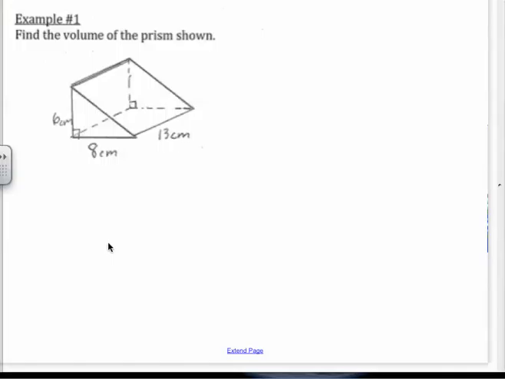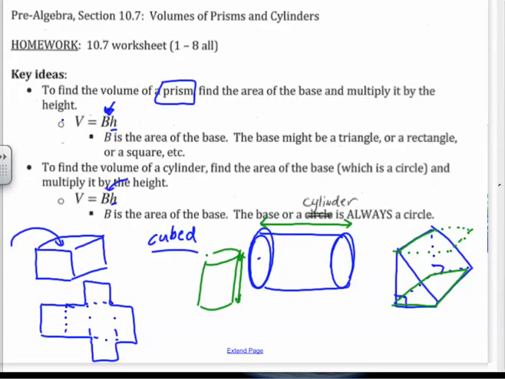All right, so back to this. The formula is the same for both a prism and a cylinder. Area of the base times the height. That's it. All right? Good job, guys. Let's try a couple of examples here.